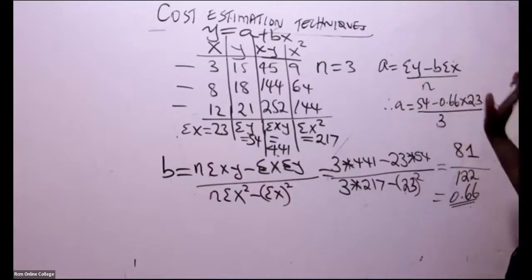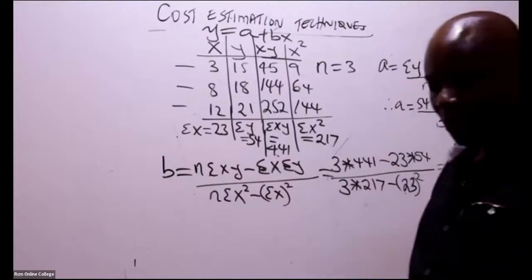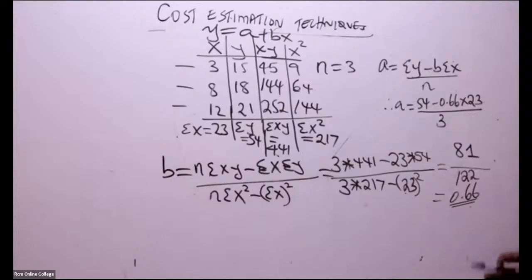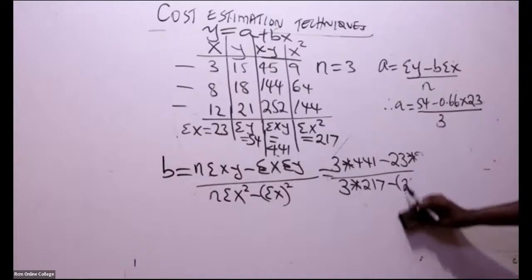Again, get the top line first. So 54 minus 0.66 times 23. What shall we be able to get at the end of the day there? Top line first. What do we have there?